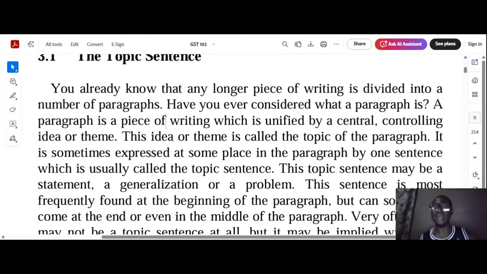Now, guys, icebreaker. We need to read this very loud and clear. We need to understand it. We need to digest it. We need to chew it. Well, I think this is a regular TMA question, actually. A paragraph is a piece of writing which is unified by a central controlling idea or theme.